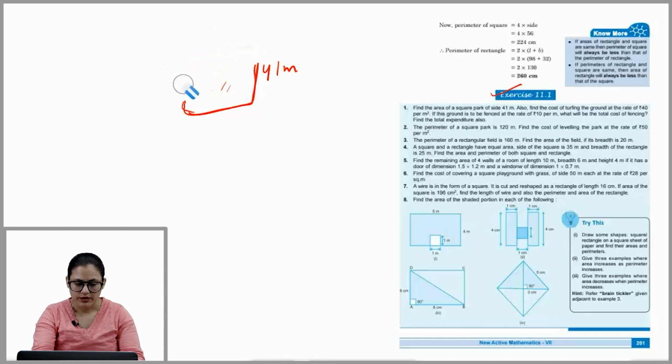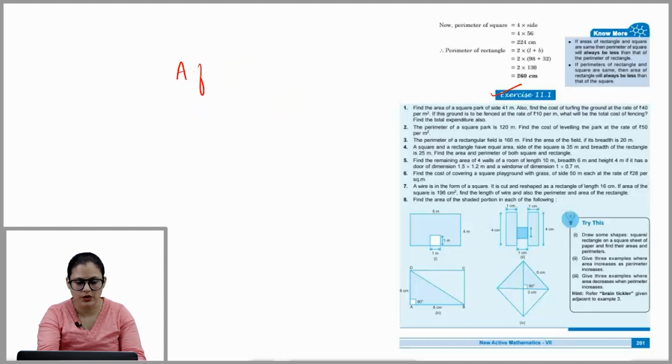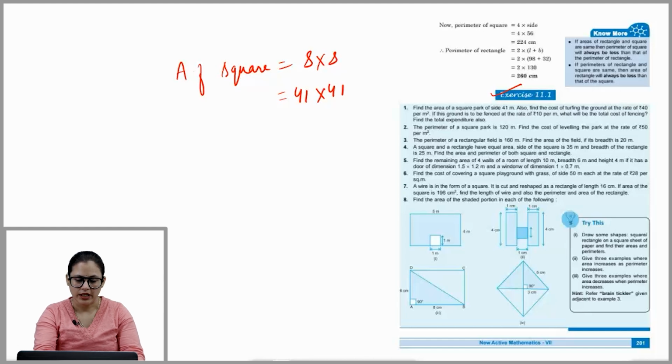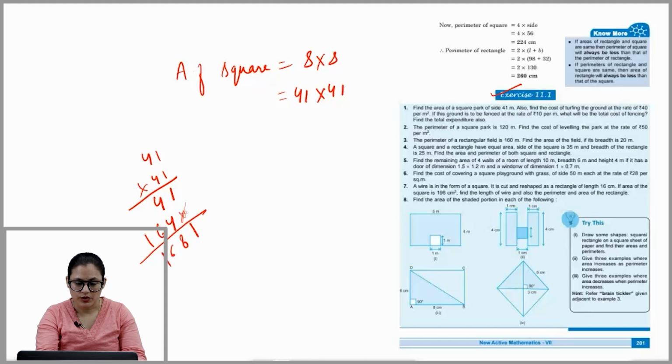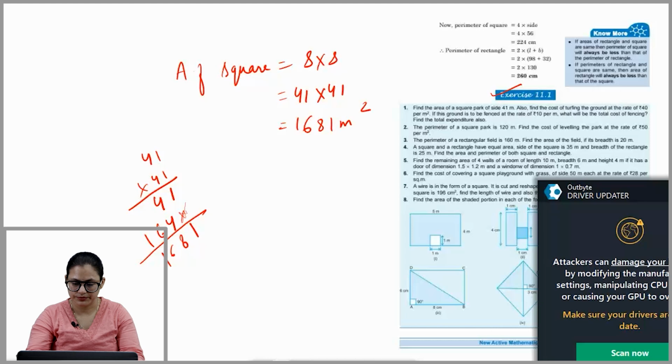Okay, first we will find out the area of a square. Area of a square is side into side. Side is given, 41 into 41. Now let's multiply 41 into 41. 1 ones are 1, 1 fours are 4. 4 ones are 4 and 4 fours are 16. So this is your area, 1681 meter square.